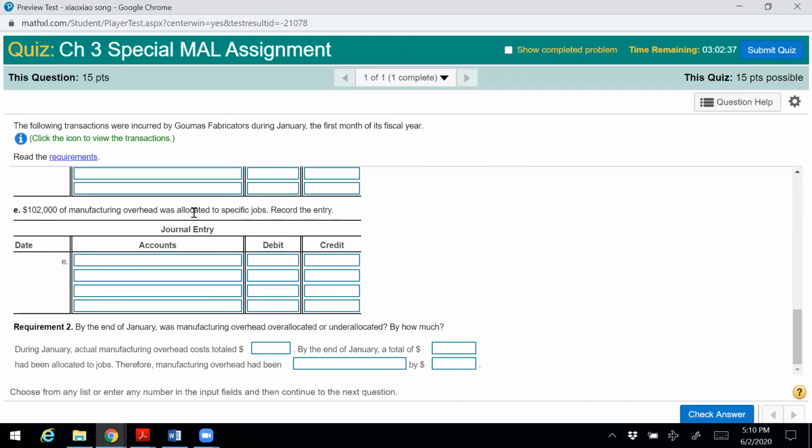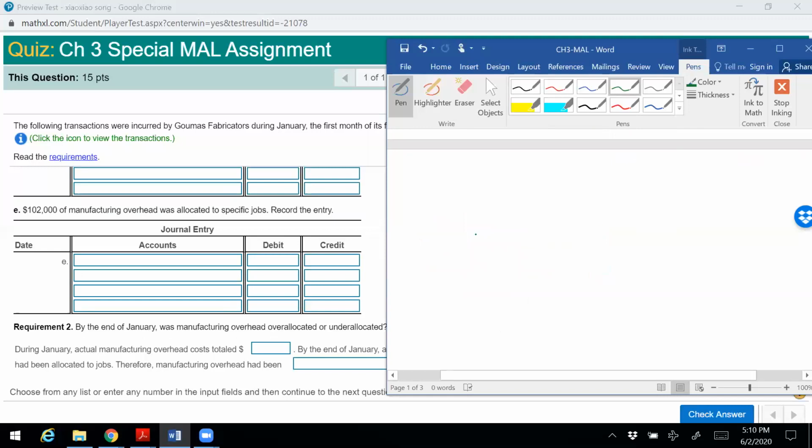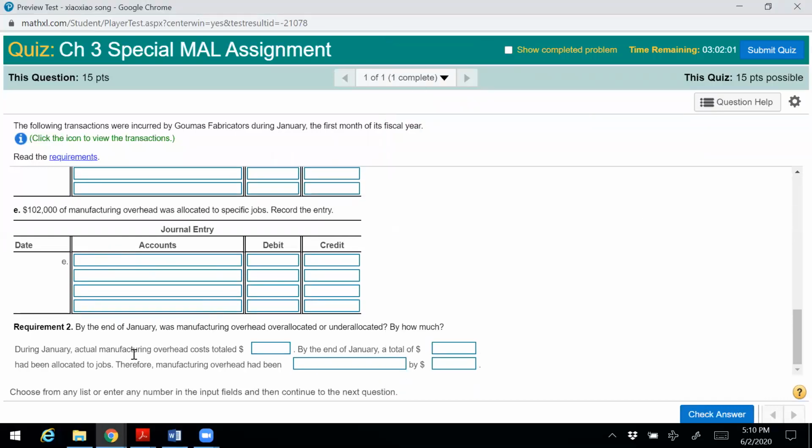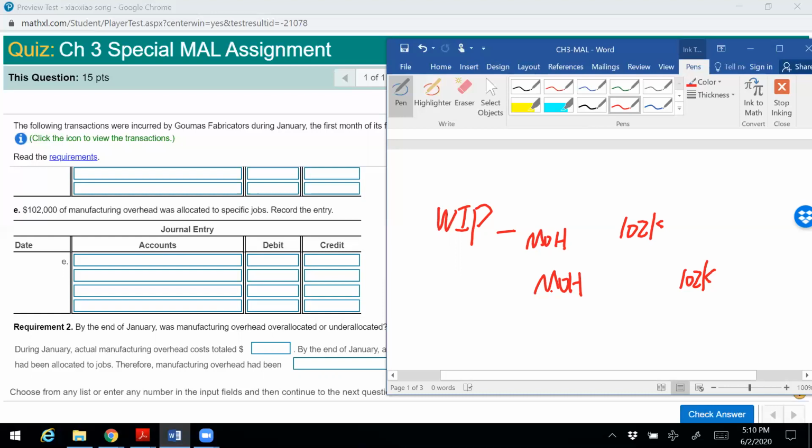102,000 of manufacturing overhead was allocated. How do we do the journal entry when we allocate? When you allocate, we now know it goes to that specific job, so work in process will increase by 102,000. And for manufacturing overhead, when we allocate, we take water out of that swimming pool, so we credit 102,000. Next one: by the end of the year, will it be under-allocated or over-allocated? How do we do this one?